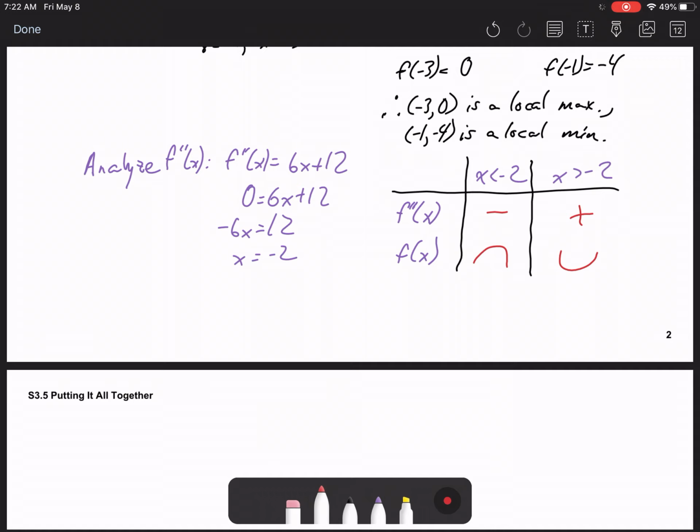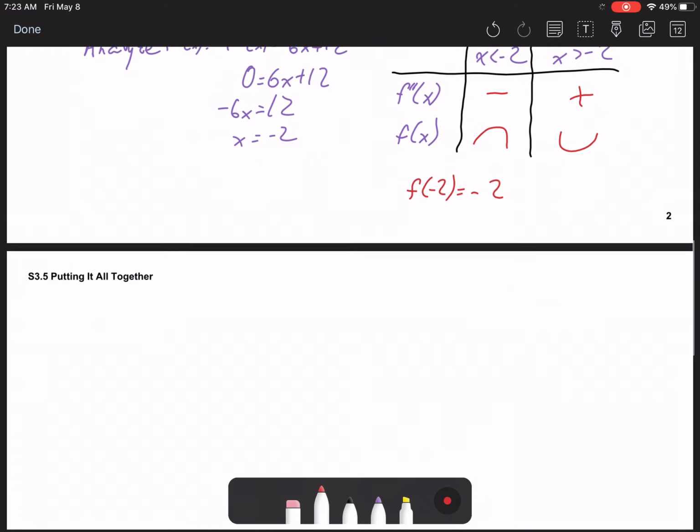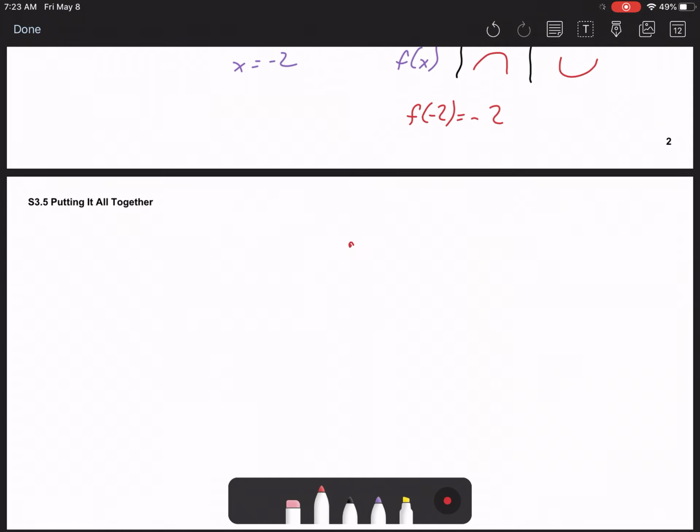Okay, f at -2 is equal to... let's substitute -2 into that function. Because the other two values were 0 and -4, I'm going to guess it's probably -2. It is, cool. Therefore, the point (-2, -2) is a point of inflection.